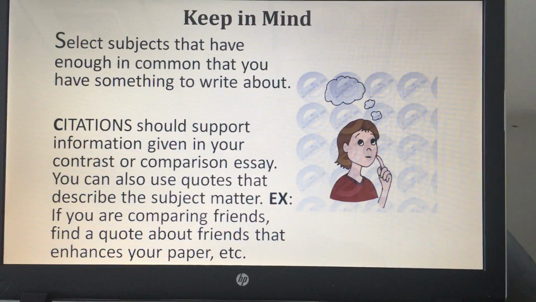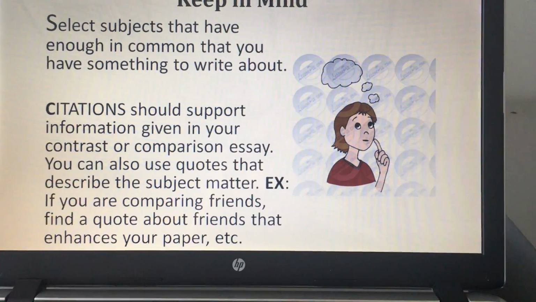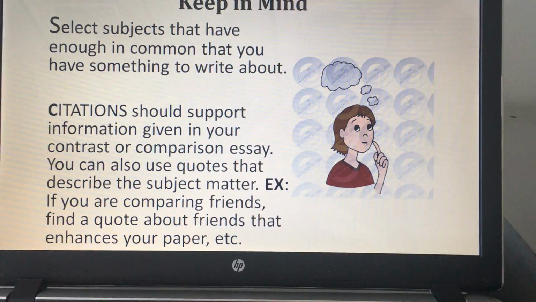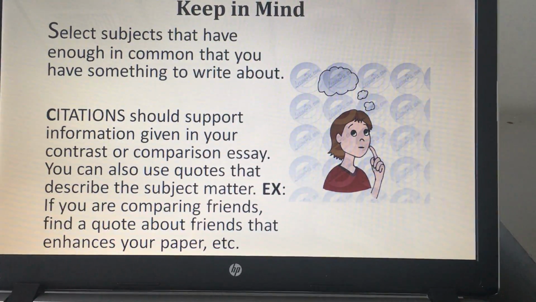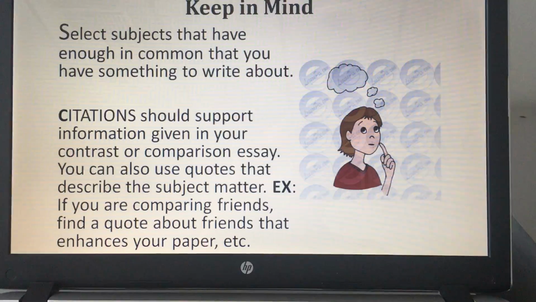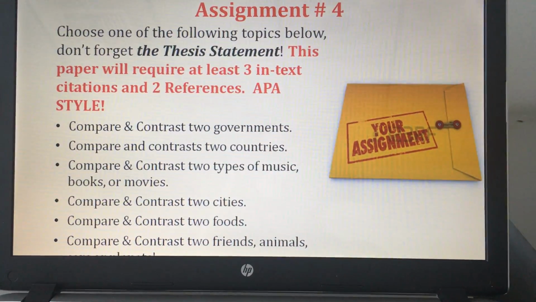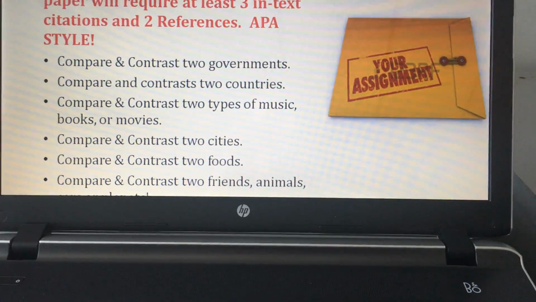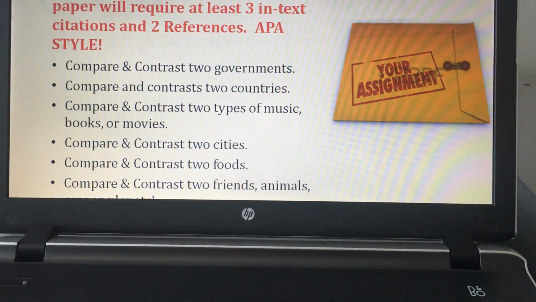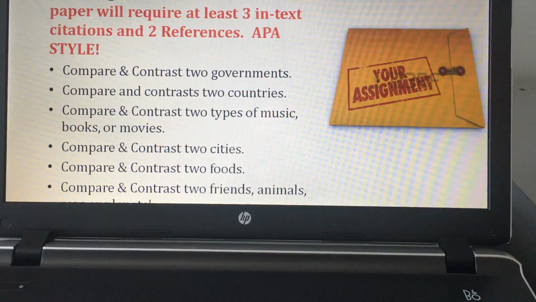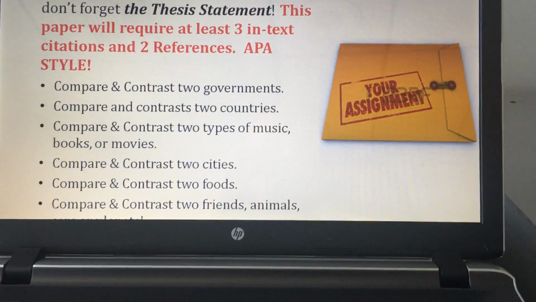Keep in mind that if you're required to include citations, they should support the information given in your compare and contrast essay. You can also use quotes that describe the subject matter. These are great ideas for compare and contrast essays. You can compare governments, countries, types of music, books, cities, foods, friends, even animals.